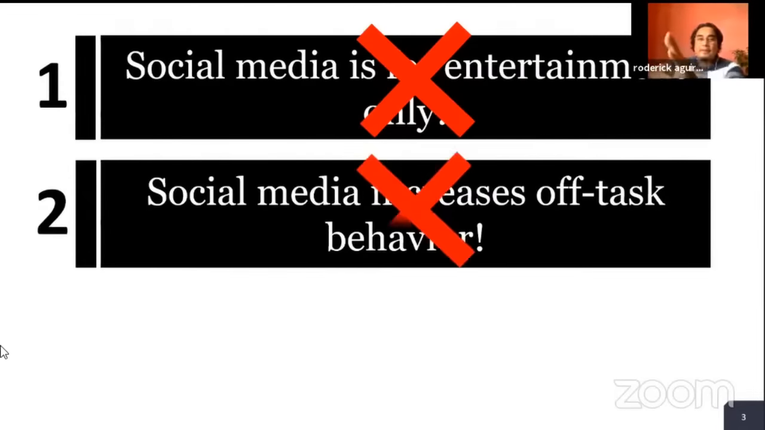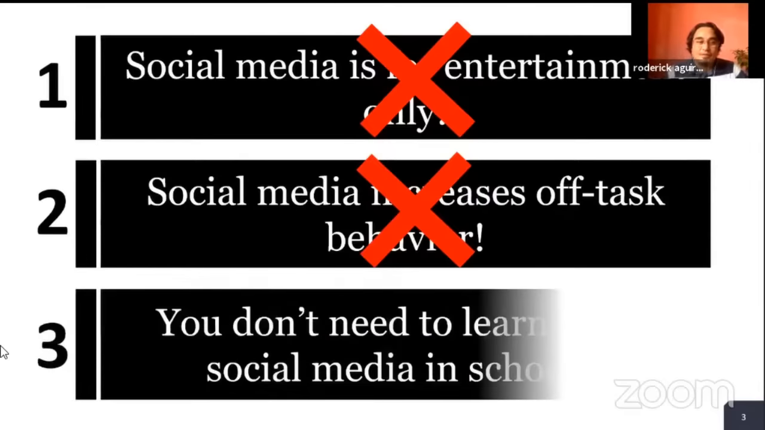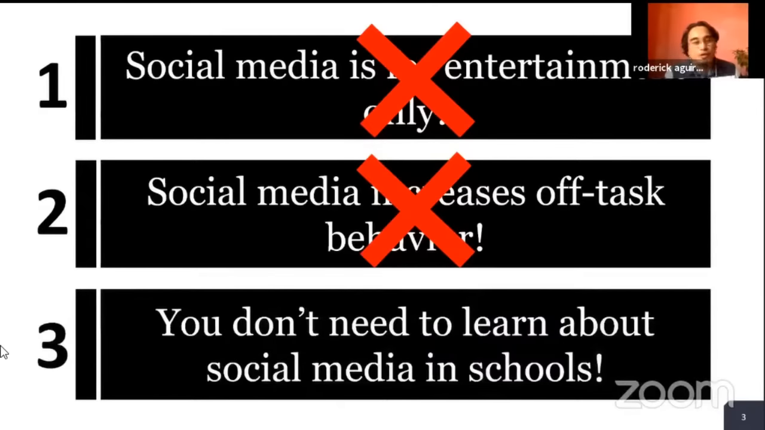Statement number two is busted. Right now, it becomes more of a partner and helps our students to focus more on the tests. Okay. And finally, statement number three is you don't need to learn about social media in schools.